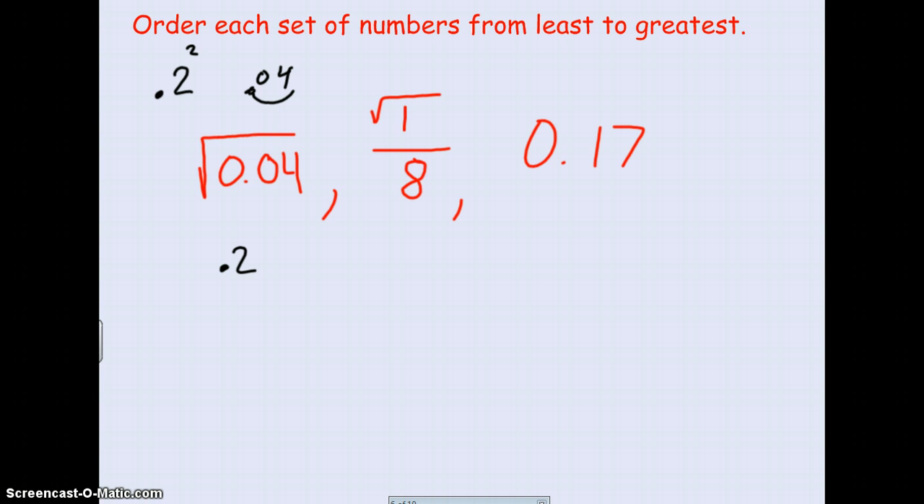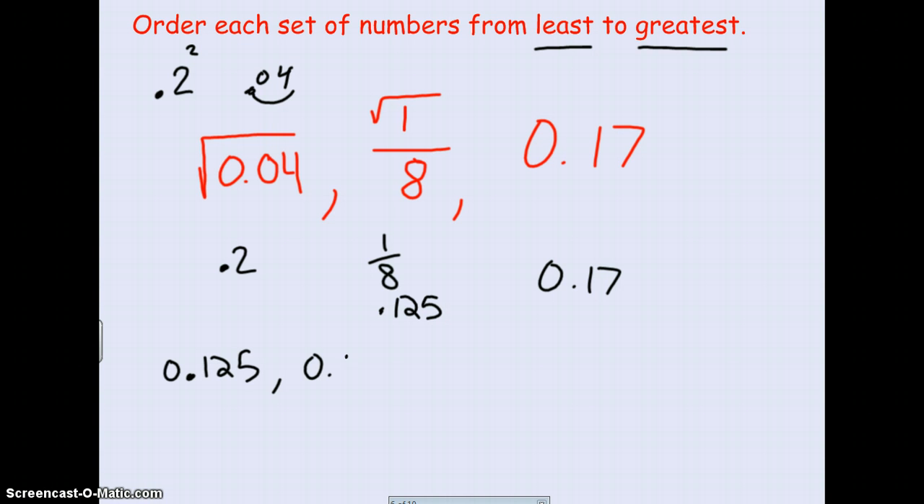The square root of 1/8 ends up being just 1/8, which is 0.125. So looking at the decimal equivalent there, and then we have 0.17. The directions are stating smallest to greatest. I can take a look here and find that I should have 0.125, and then I have 0.17 and 0.2. And that's what I would do in my head.